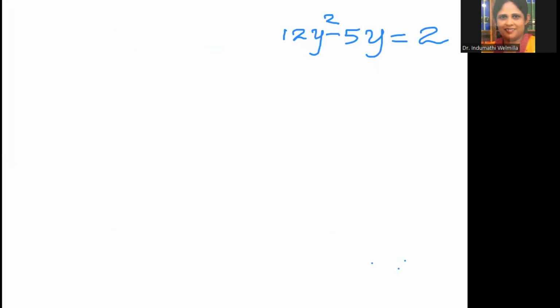Now you can see as the first step, I need to convert this to standard form. When converting this to standard form, we need to move this 2 to the other side. It becomes minus 2, equal to 0. Then we need to find the factors for this equation. How do we do it? Because here the squared term's coefficient is 12. So what is the value we need to factorize?